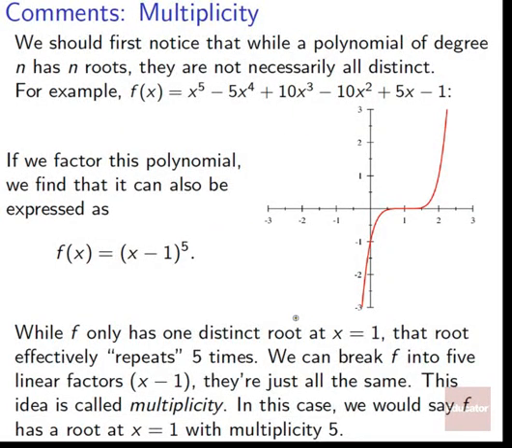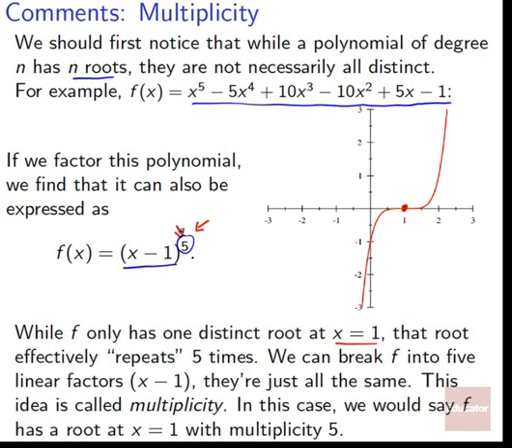First comment is multiplicity. We need to notice that a polynomial of degree n has n roots, but that they're not necessarily going to be distinct. For example, if we consider f of x equals x to the fifth minus 5x to the fourth plus 10x cubed minus 10x squared plus 5x minus 1, and we factor it, we'll eventually figure out that that's x minus 1 to the fifth. Now, that means that when we look at it on the graph, it's got just one root, just one x-intercept, but in a way it's showing up 5 times. So f only has one distinct root at x equals 1. That root repeats 5 times, right? We've got it to the fifth.